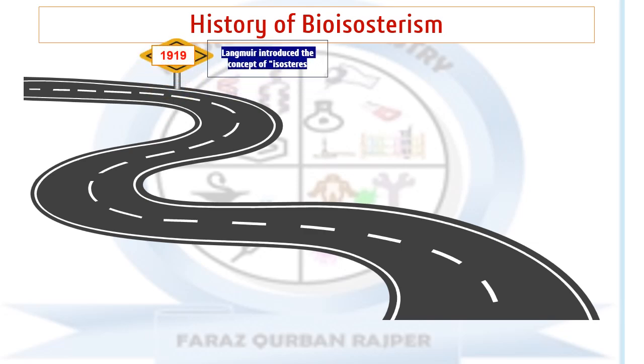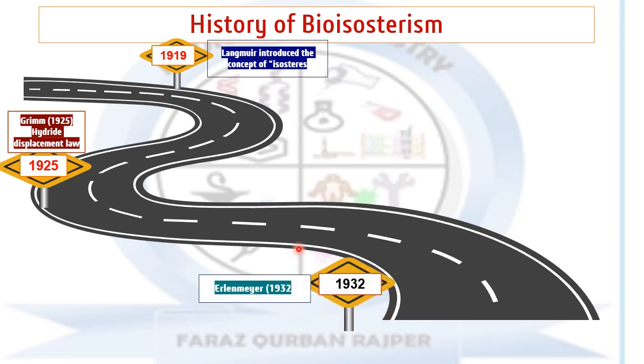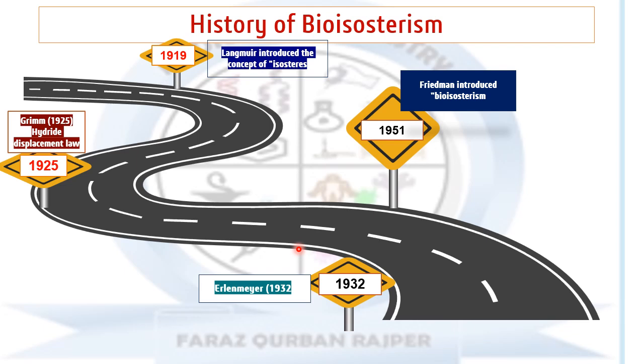The bioisosterism concept evolved from the isostere concept, which was introduced by the scientist Langmuir in 1919. Later on, another scientist, Grimm, supported the Langmuir isostere concept, and he added his hydride displacement law in 1925. And in 1932, Erlenmeyer further extended the isosteric concept and made it a foundation for the bioisosterism concept. The real breakthrough for bioisosterism came in 1951 when Friedman introduced the term bioisosterism.